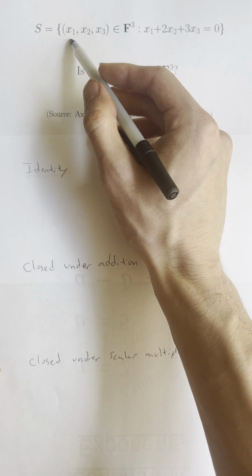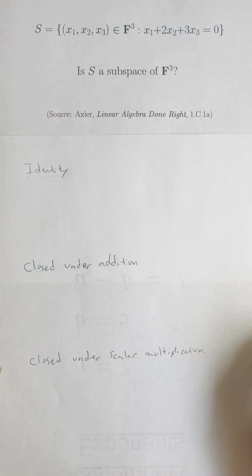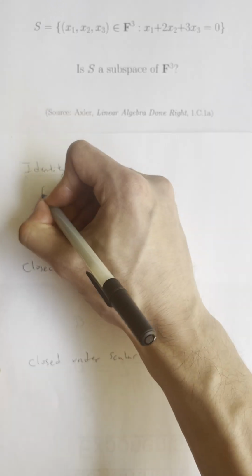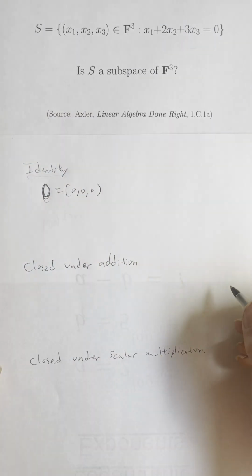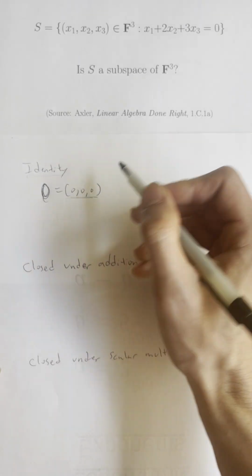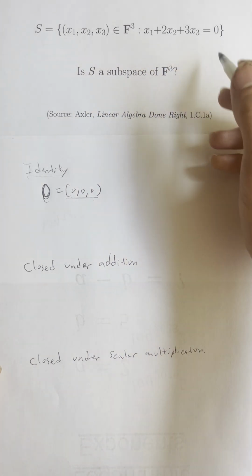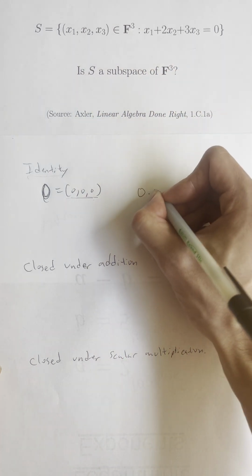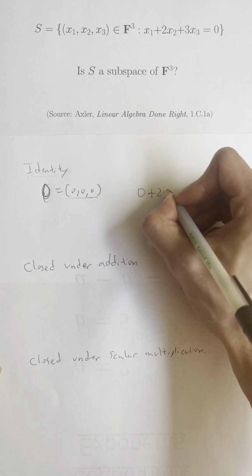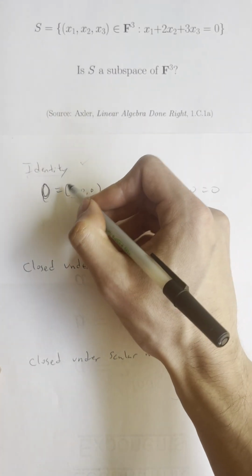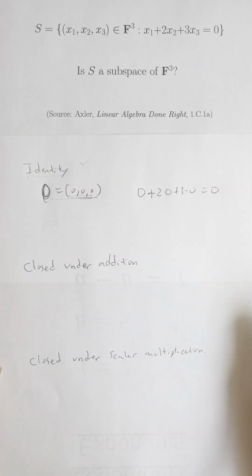What vector can we add to this and not change it? We can add 0, 0, 0. So I'm going to let the identity be equal to that. And we need to check if this vector satisfies this condition here. Does it? Well, yeah, 0 plus 2 times 0 plus 3 times 0 is equal to 0. So yeah, we can let this be the identity.